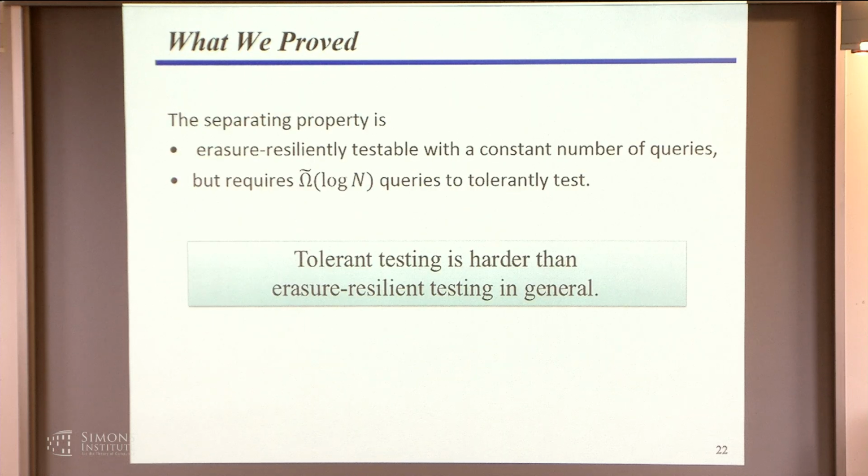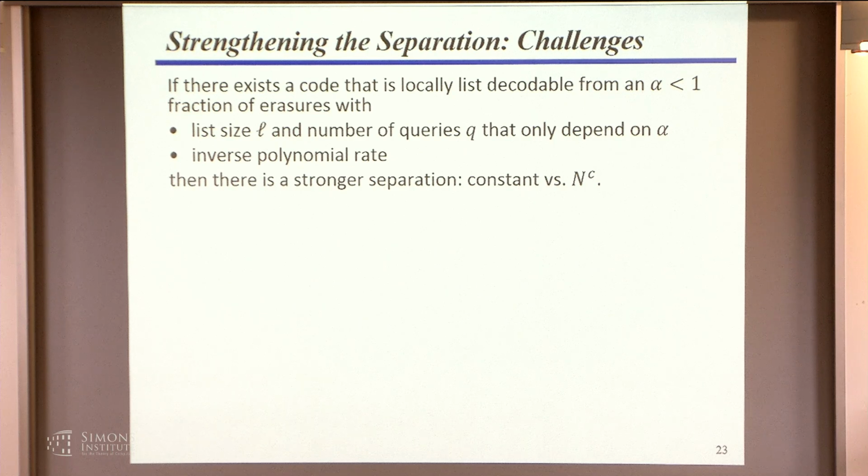So this is what we proved. Tolerant testing is harder than erasure-resilient testing in general. But I guess this log n is a little bit disappointing. What we want to get is n to some larger power. Okay, so what are the challenges in trying to strengthen the separation?